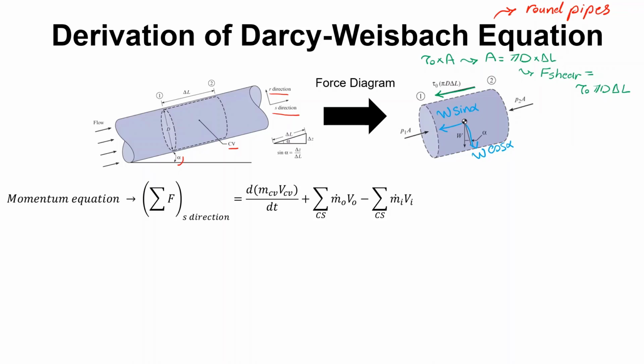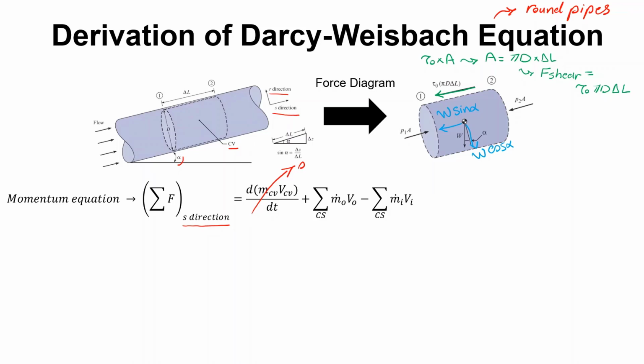Whenever forces are involved, and in order to derive Darcy-Weisbach equation for round pipes, we need to write momentum equation. I've already written momentum equation in S direction for you. Now let's analyze momentum equation term by term. The first term on the right-hand side of the equation is changes of mass of control volume times velocity of control volume over changes of time. Since the mass of control volume does not change over time, and the velocity of control volume does not change over time because our flow is steady, then this term is 0.